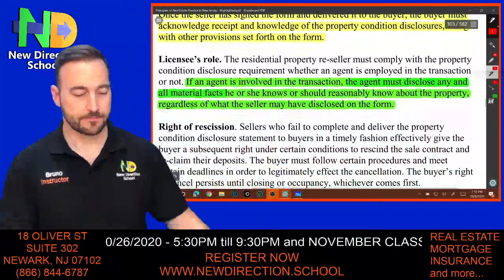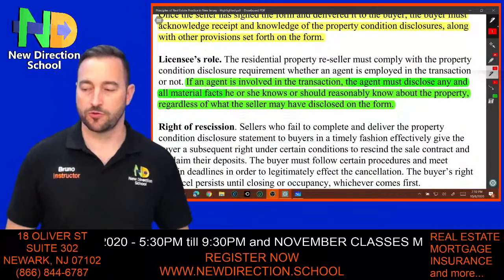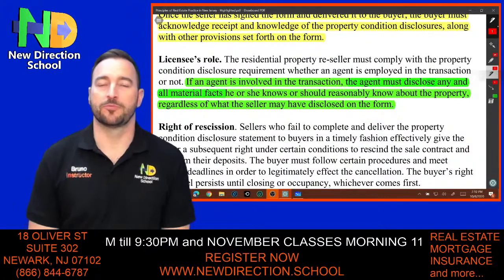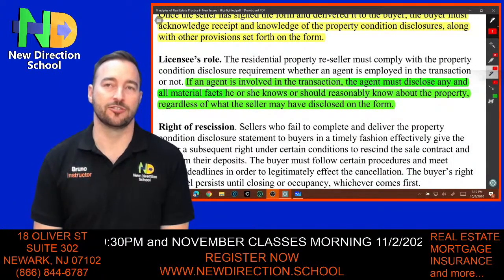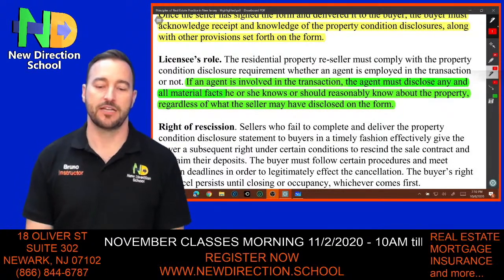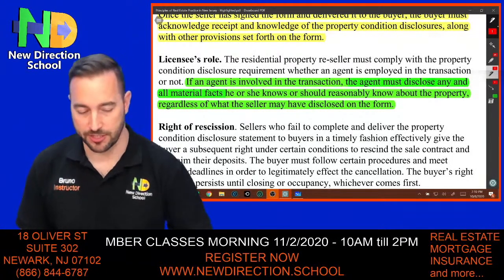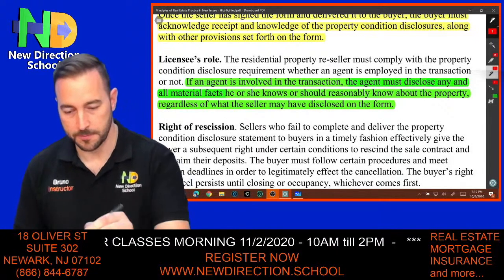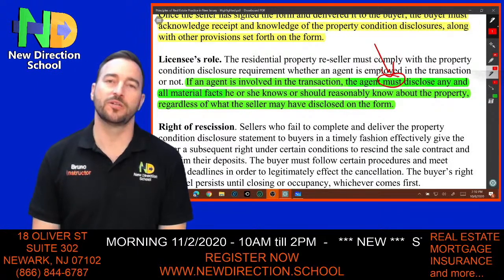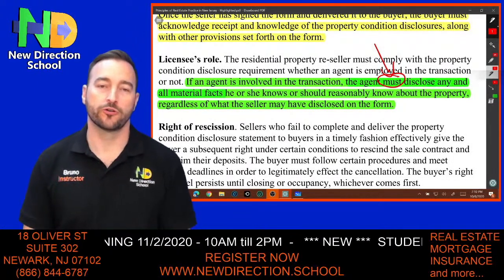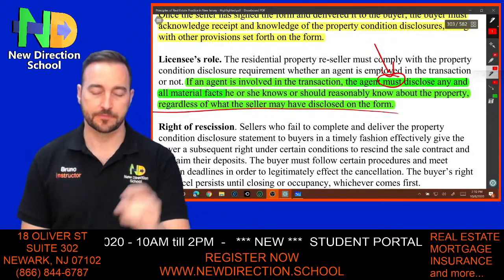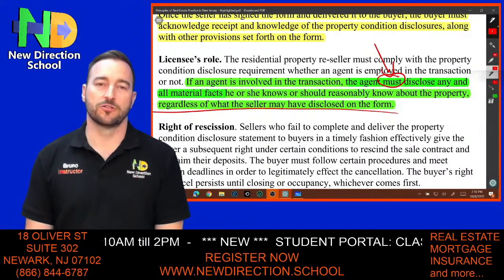Licensee's role in disclosures. The residential property reseller must comply with the property's condition disclosure requirement, whether an agent is employed in the transaction or not. But if an agent is involved in the transaction, the agent must disclose any and all material facts that he or she knows or should reasonably know about the property, regardless of whether the seller may have disclosed on the form.